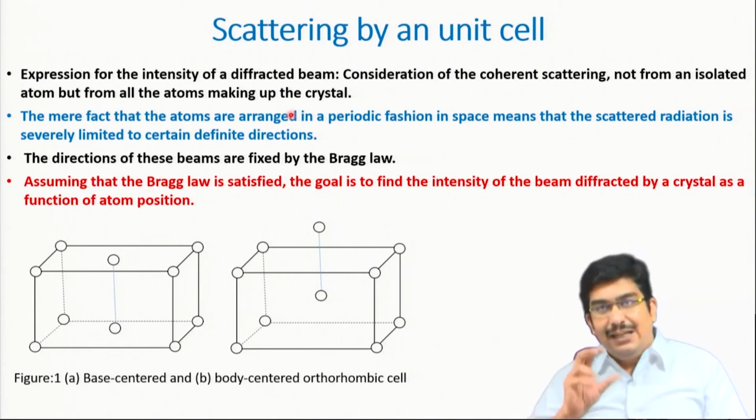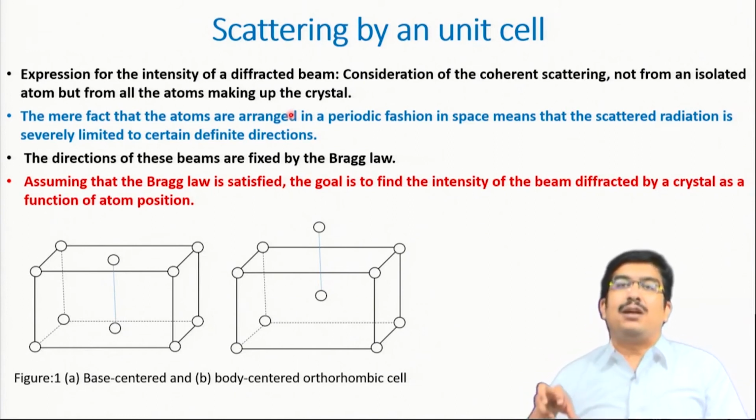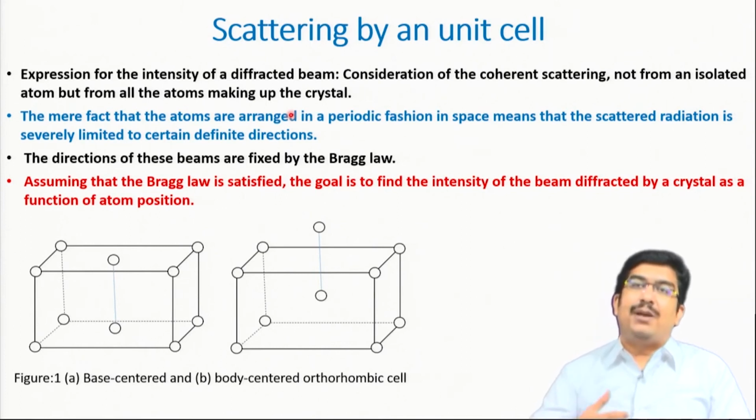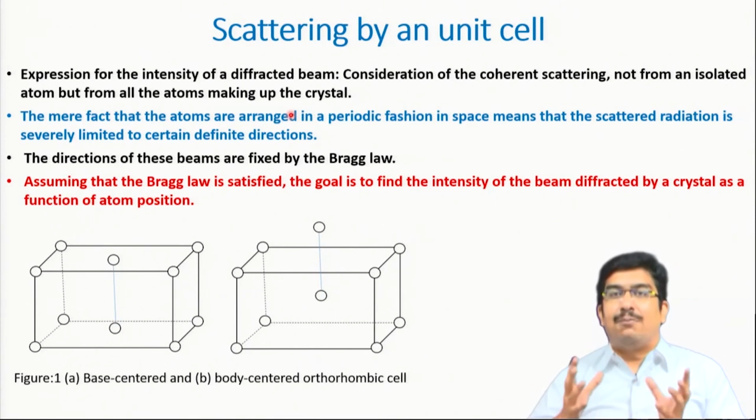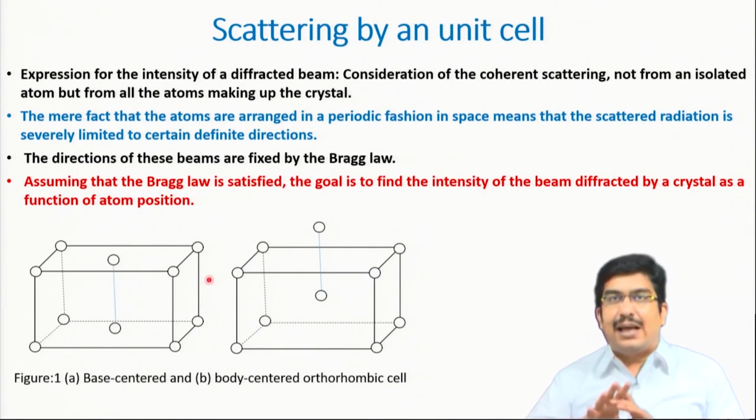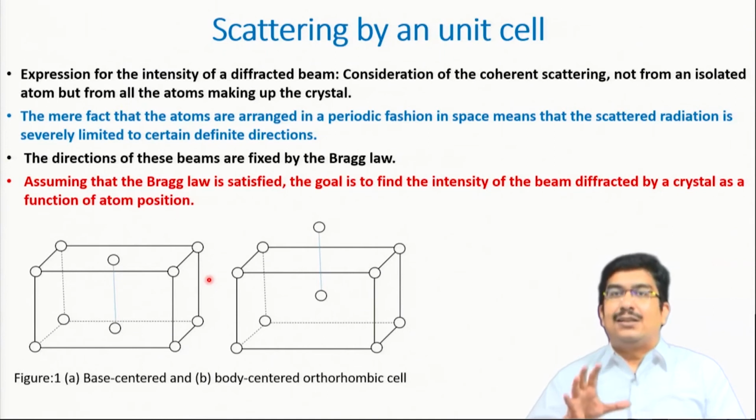Now, we will consider individual atoms, the diffracted beams coming out of individual atoms, and how they make the final diffracted beam from a complete crystal. We have also seen that the atoms are arranged in a periodic manner in space, and that is why the scattered radiation is finally limited to certain definite directions.